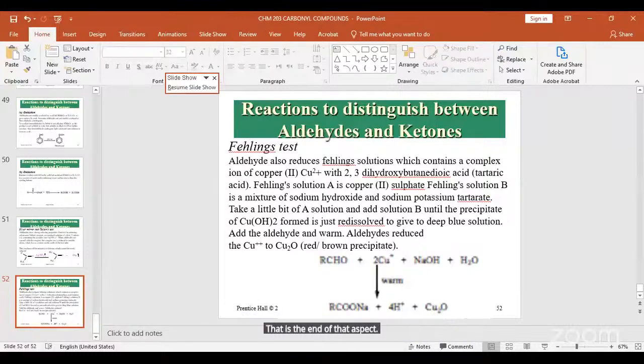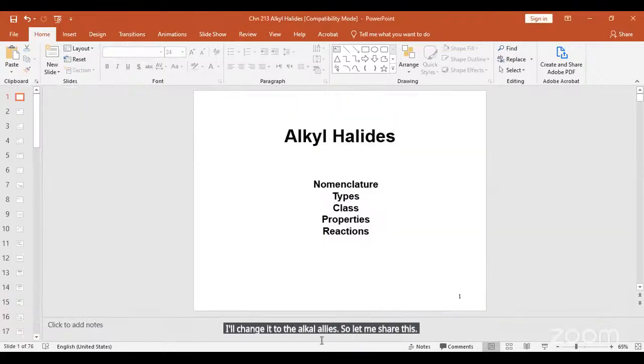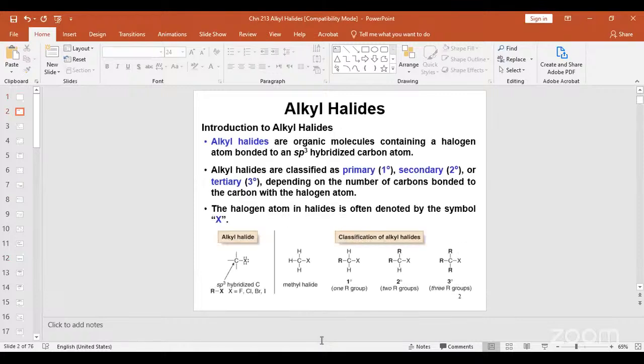So I'm going to share this other slide now. Let me stop sharing this, or let me just come back to share and change it to the alkyl halides. So let me share this. Yes, this is what we are meant to be discussing today. Alkyl halides. Alkyl halides are organic molecules containing halogen atom bonded to an sp3 hybridized carbon.